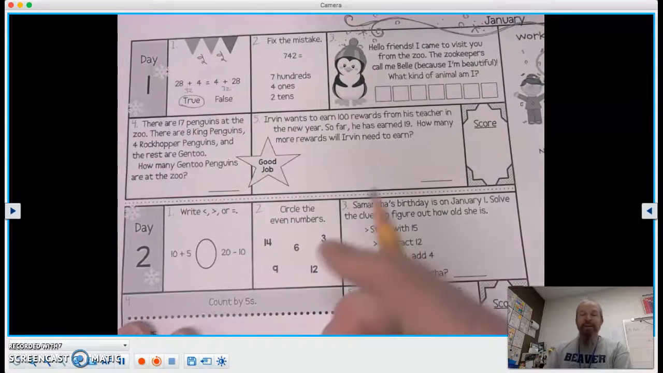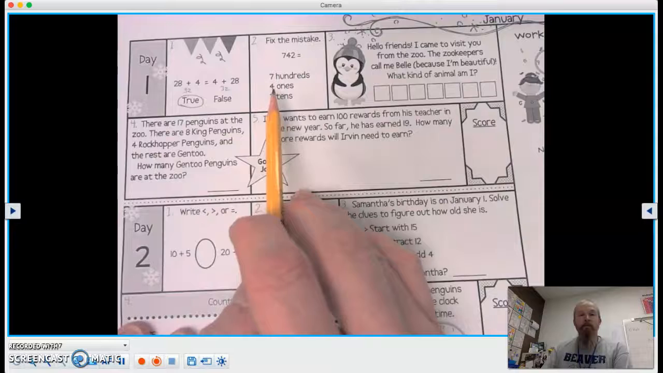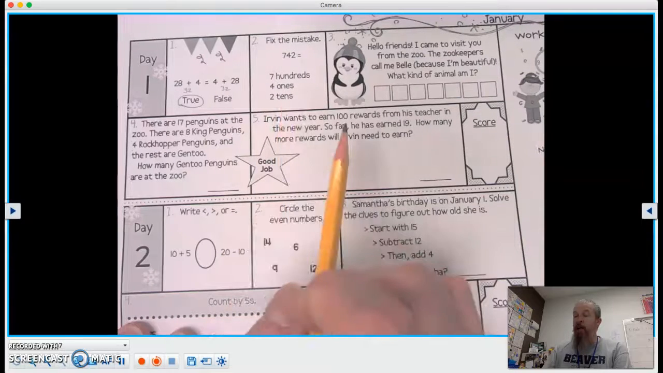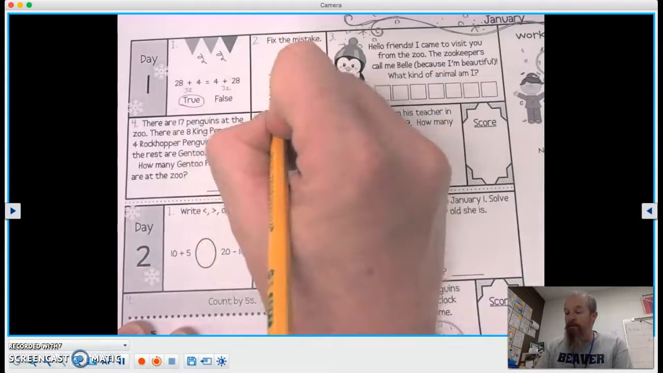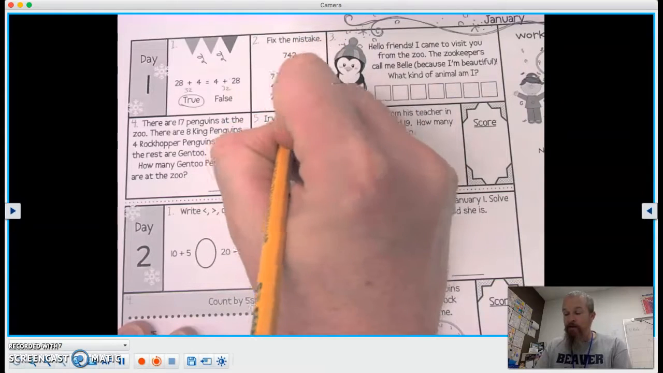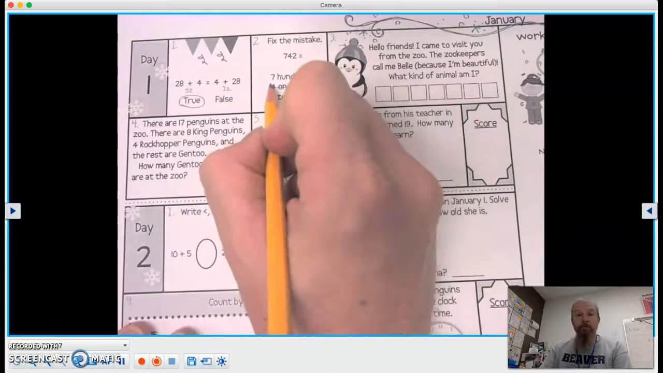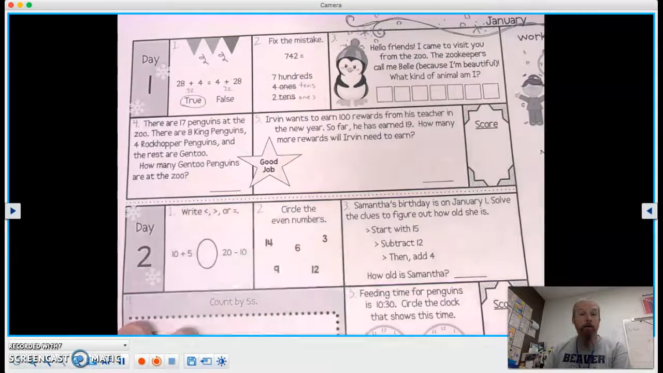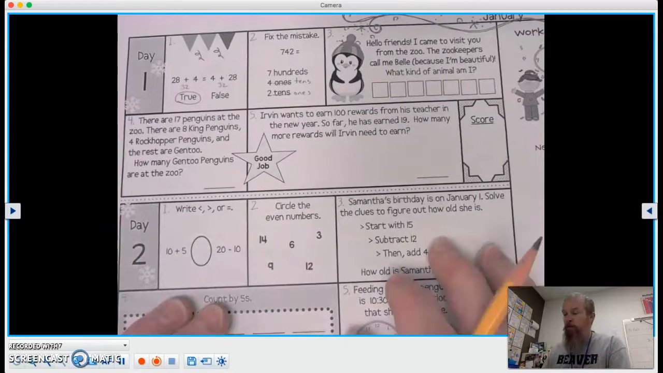All right, this says fix the mistake. We have 7 hundreds, 4 ones, 2 tens. You see it? This should be tens. And this should be ones. Or you could have crossed off the 4 and made it a 2 and the 2 a 4. I chose to write tens and ones, so I stayed in order, but you can do it however you want.